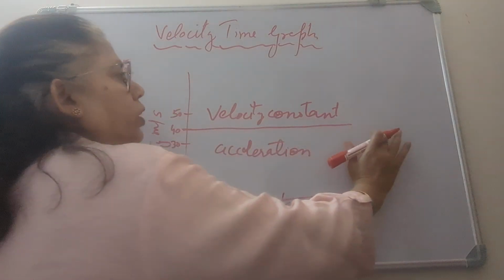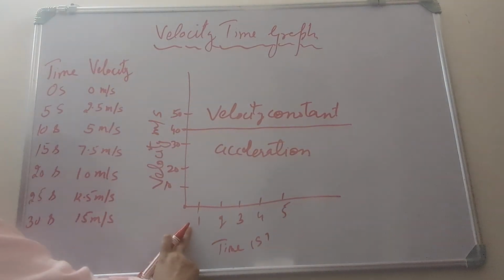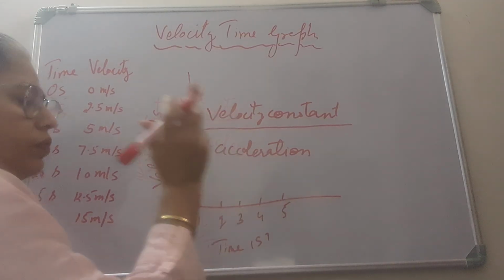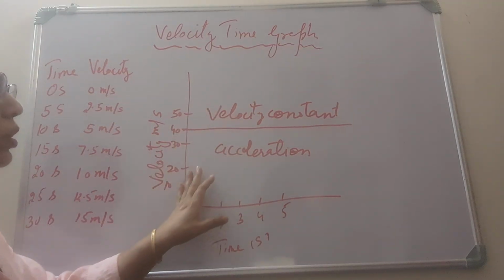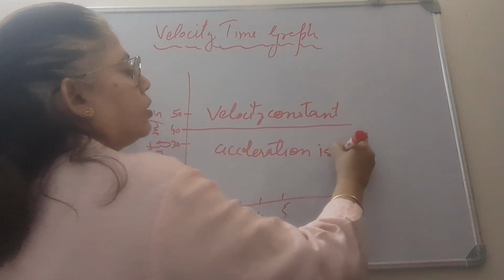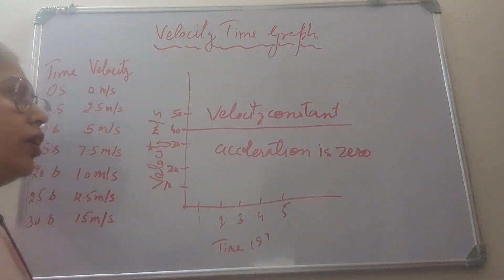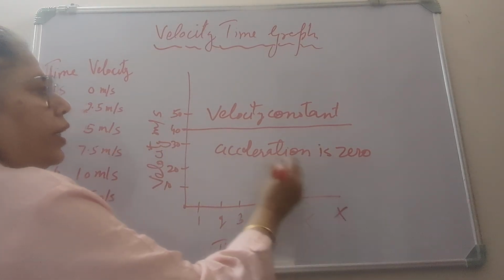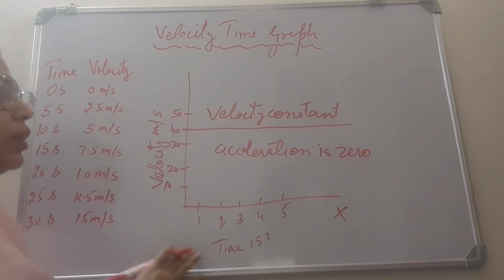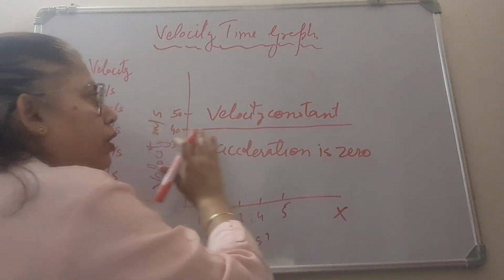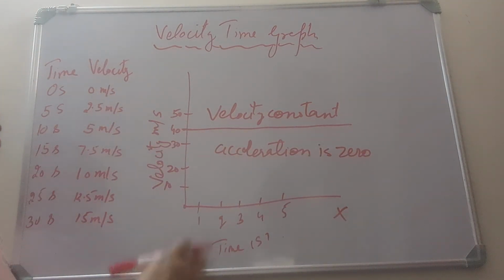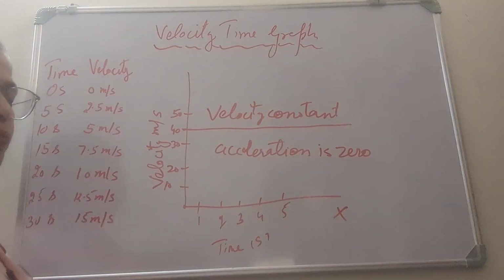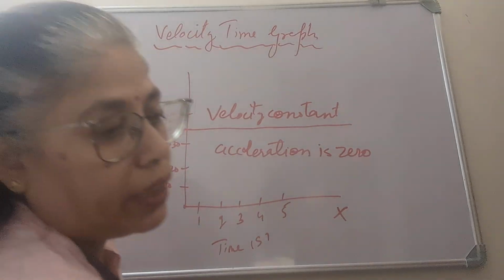So the object is moving. After 1 second, still it is at 40 meters per second. Second, 40 meters per second. Third, fourth, fifth. So the velocity is constant. Acceleration is zero in this case. When there is a line parallel to the x-axis in the velocity time graph, that means our velocity is constant and acceleration is zero.